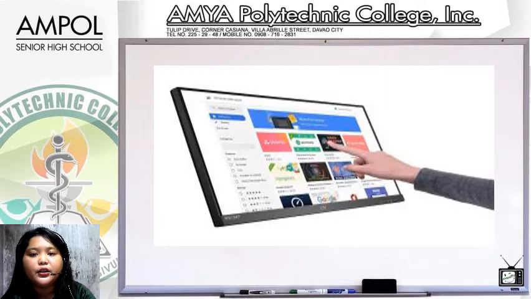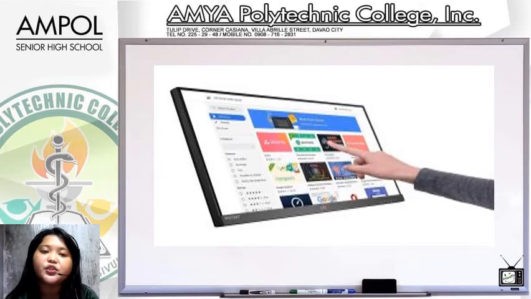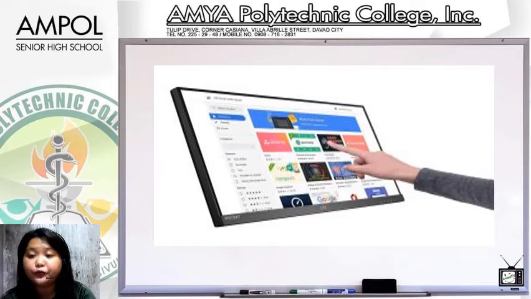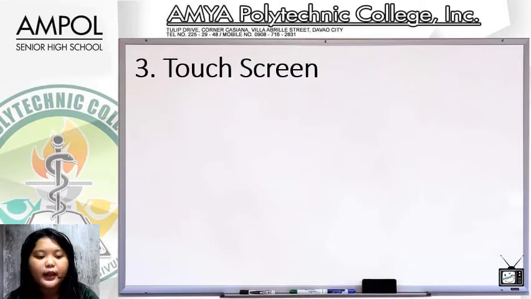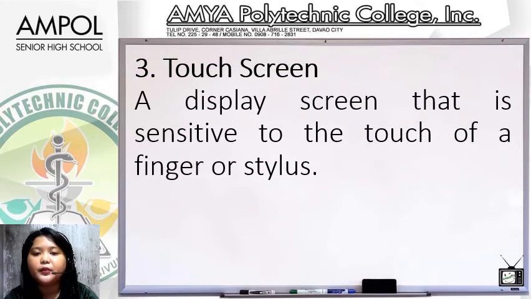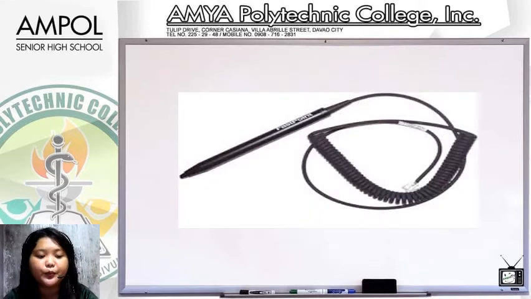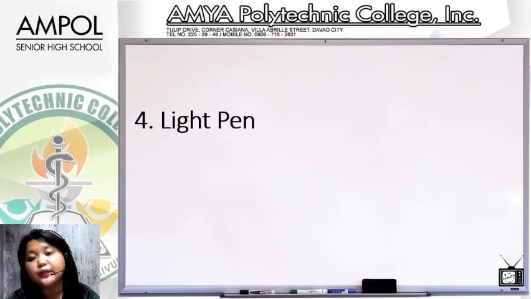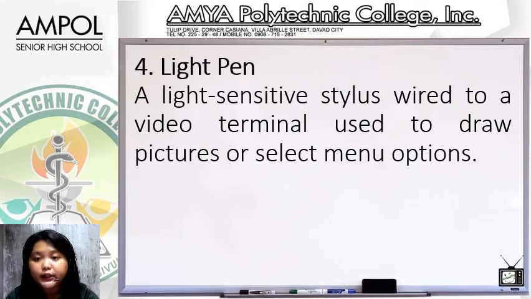And then the third one is what we call the touch screen. An example of the touch screen is a cell phone. A touch screen is sensitive to the touch of a finger or stylus. When you touch it, it moves. Another example of an input device is the light pen. A light pen is an input device that is wired to a video terminal, used to draw pictures or select menu options. It may also be used for a signature.